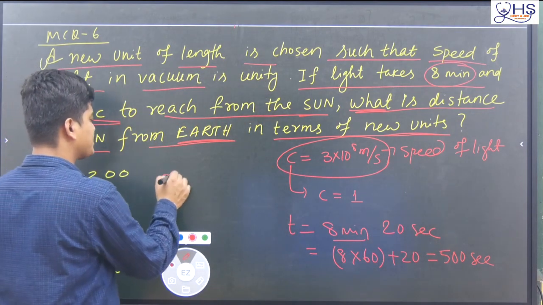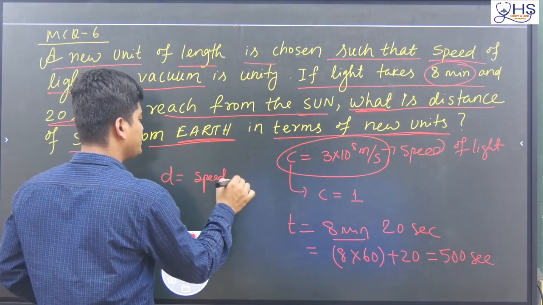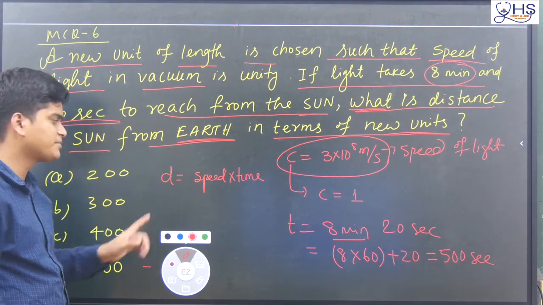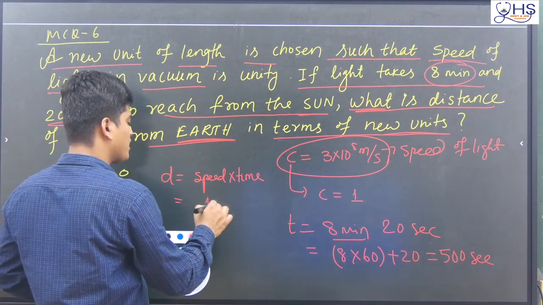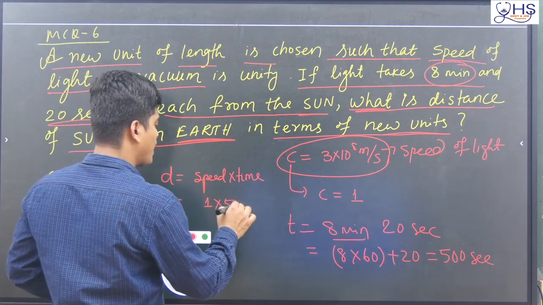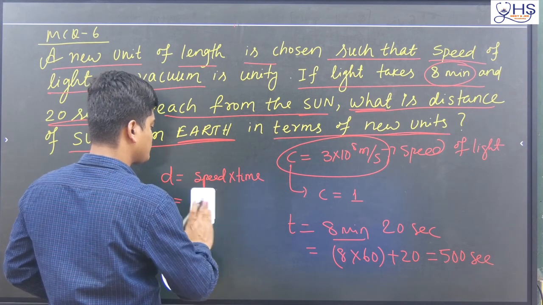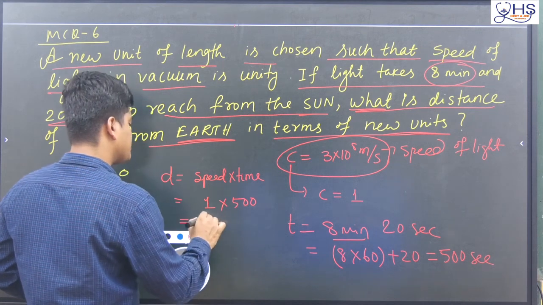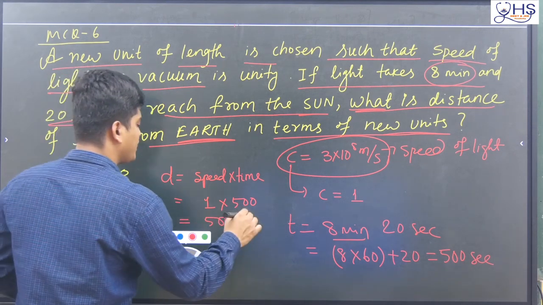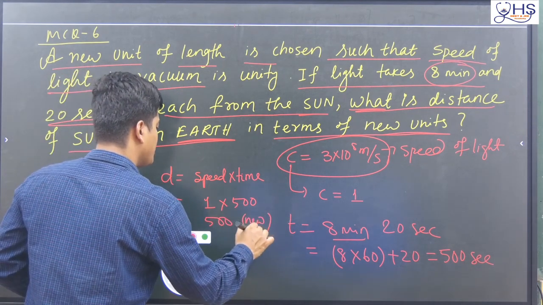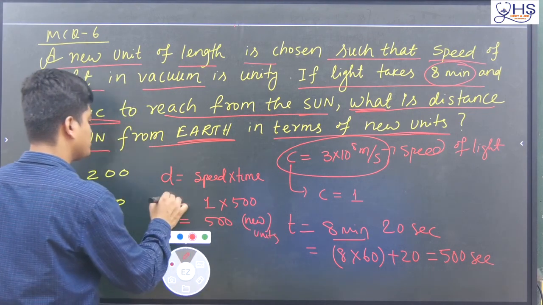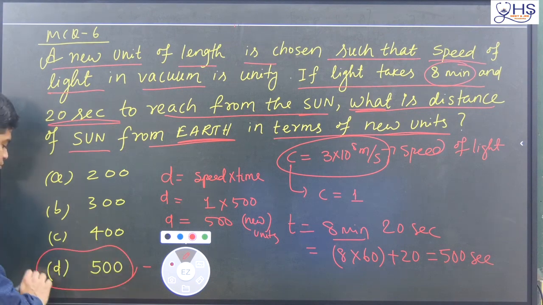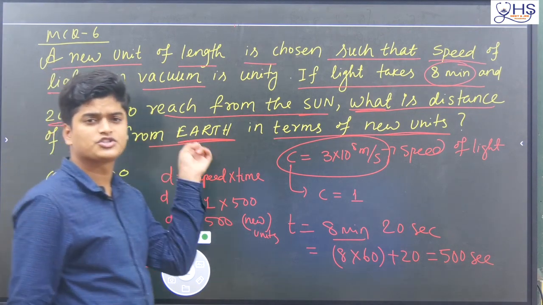Now if you want to find the distance d, d is nothing but speed into time, because speed is distance by time. Here the speed is given as 1 and the time is given as 500. So the total answer is coming 500 in new units. So the distance is 500 units, which is the distance between the sun and the earth.